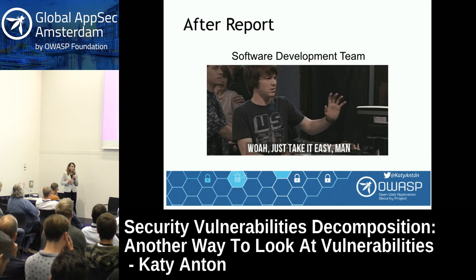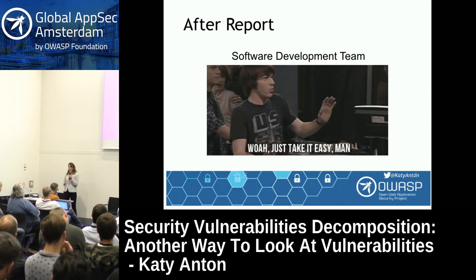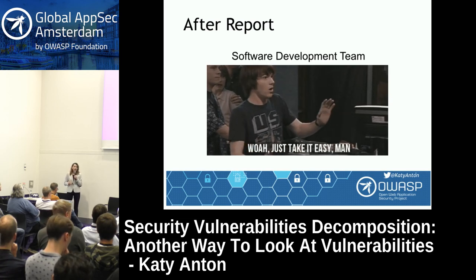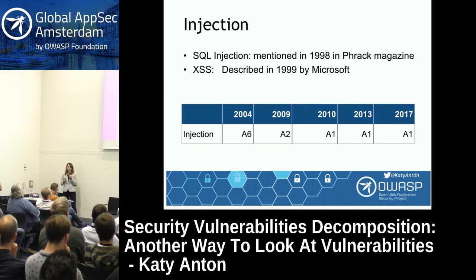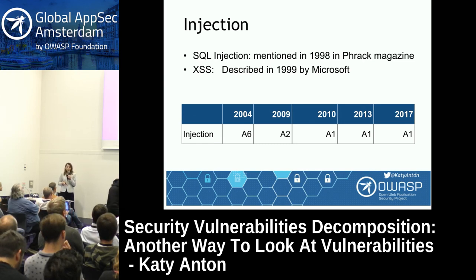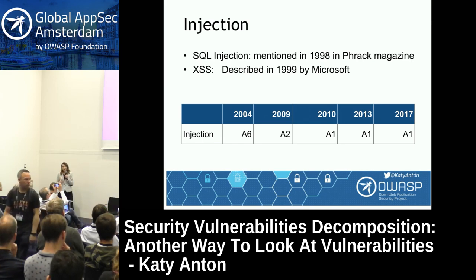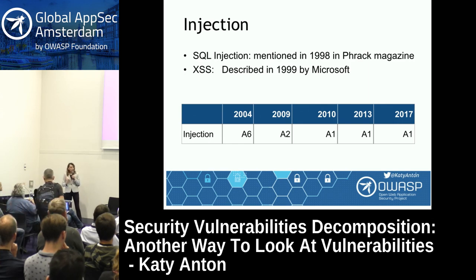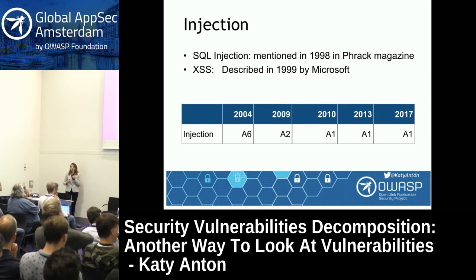And the problem is that today we still develop a large number of insecure applications, and injection is still king. This is the current state. In the latest OWASP Top 10, 2017, injection is still in pole position at number one. And we have known about these vulnerabilities for over 20 years. SQL injection was first mentioned in 1998 in Phrack magazine. The term cross-site scripting was coined by Microsoft in 1999. So the question is, is there anything else that we can do? Because if we continue on the same route and do the same things we've done until now, we are at risk of talking about injection for the next 20 years.